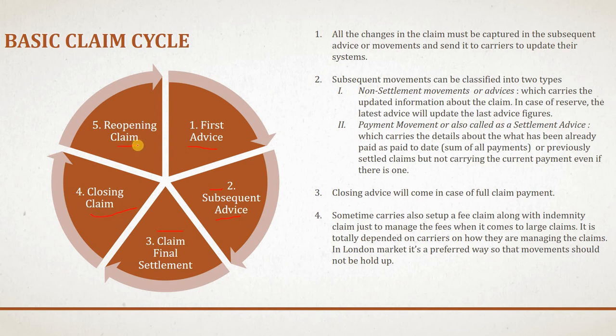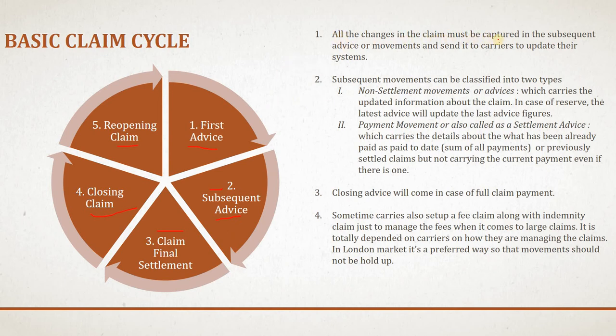So this is a very typical claim life cycle, which you can see anywhere. It's not specific to Lloyd's. It's a typical claim life cycle, but something like first advice and the subsequent advice is terminology largely used within the London Bureau market. So let's see the quick point over here.